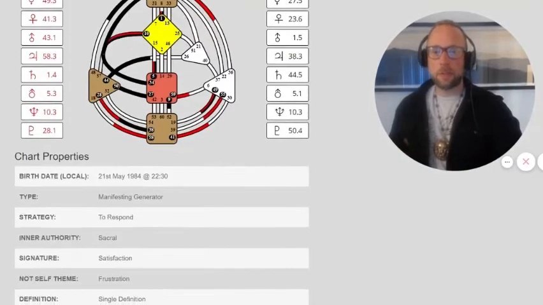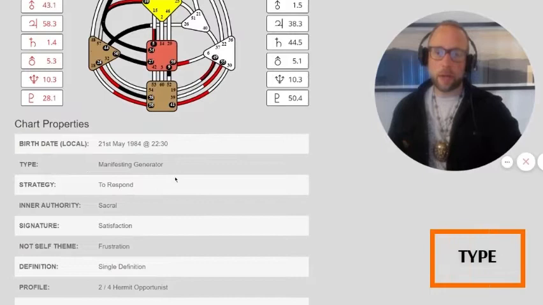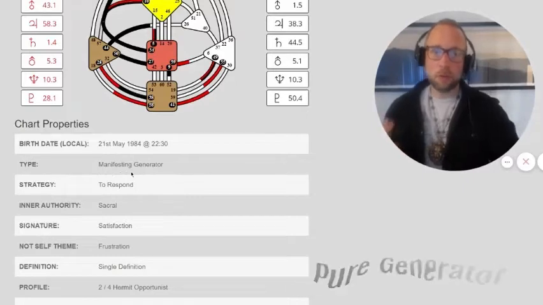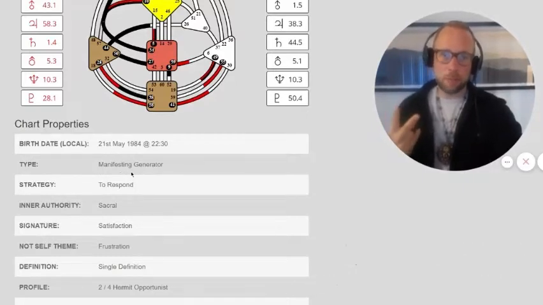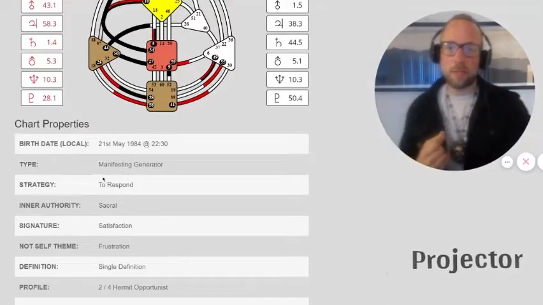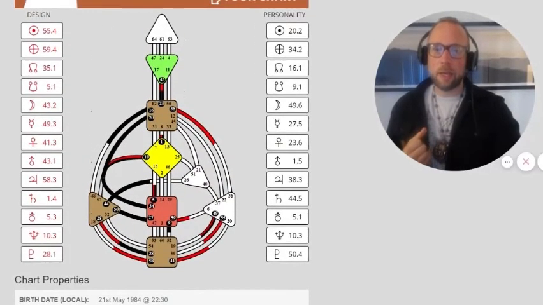Now, one of the first things you're going to want to look for is your type. You're going to see this could be one of 5 things. It could be a manifesting generator, or just a generator, which is also referred to as a pure generator. So these are 2 subtypes of the generator type. Or you could see projector, or you could see manifestor, or you could see reflector. So your type is defined by a couple different things.